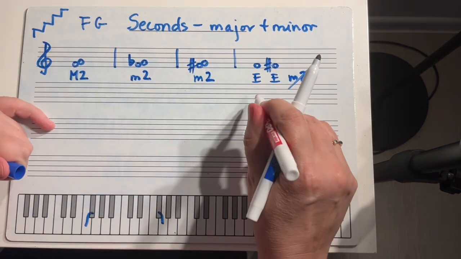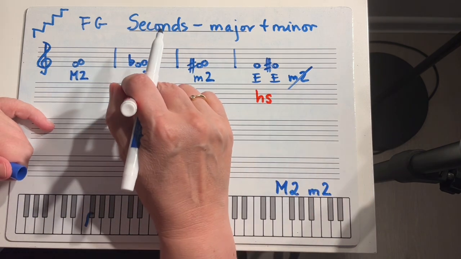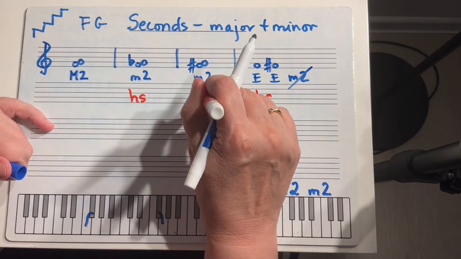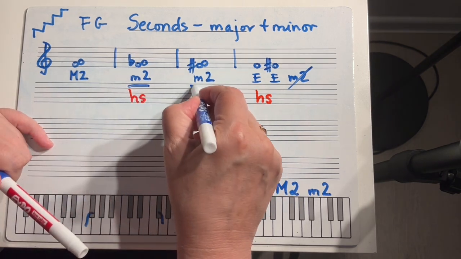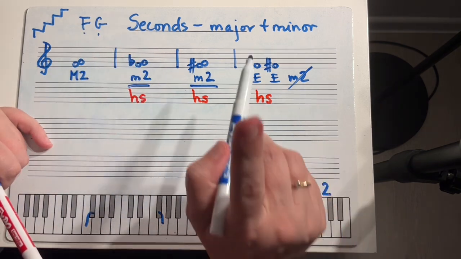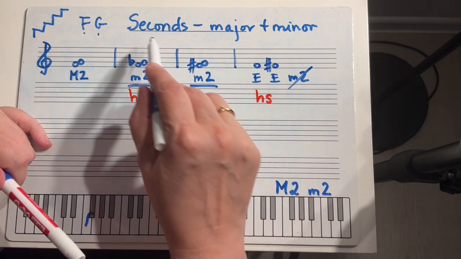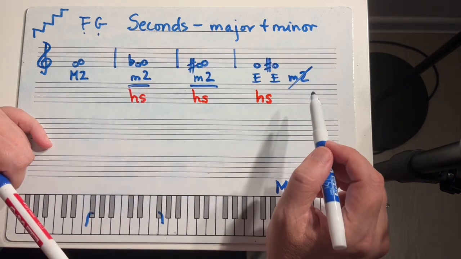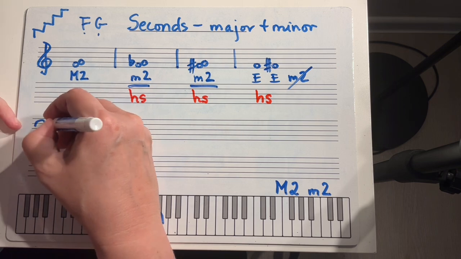This would be called a half step. And this is a half step, and this is a half step. But for it to be specifically a minor second, you have to have the different letters. That's really important going forward as we learn how to write all of the intervals, not just seconds. So let's do a couple of identifications.